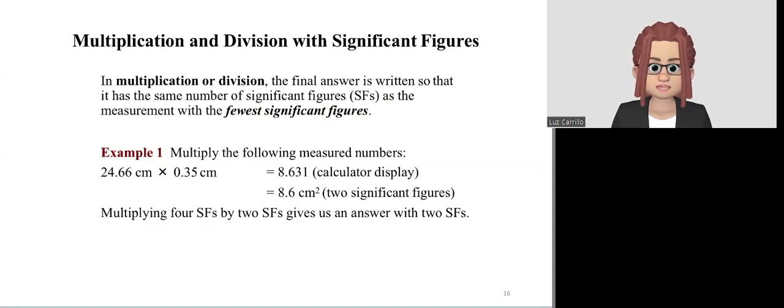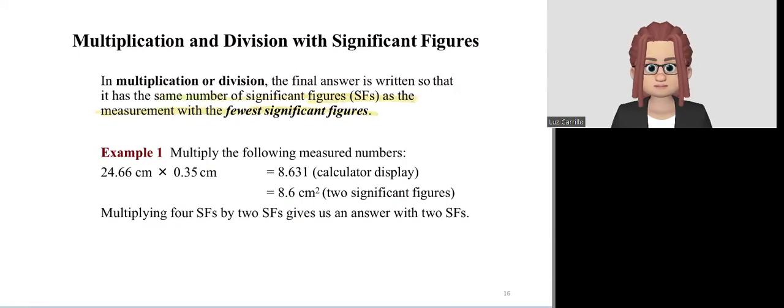What happens when we are multiplying or dividing measured numbers? In multiplication or division, the final answer is written so it has the same number of significant figures as the measurement with the fewest significant figures. Let me highlight that.